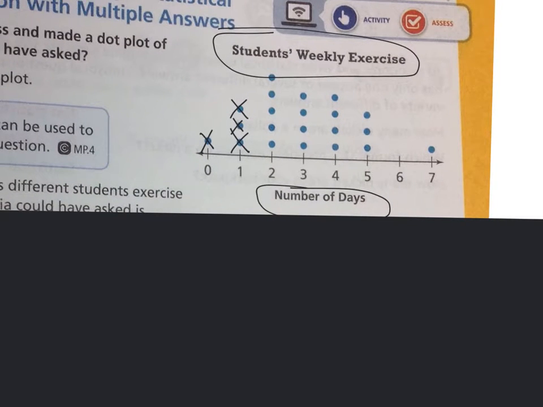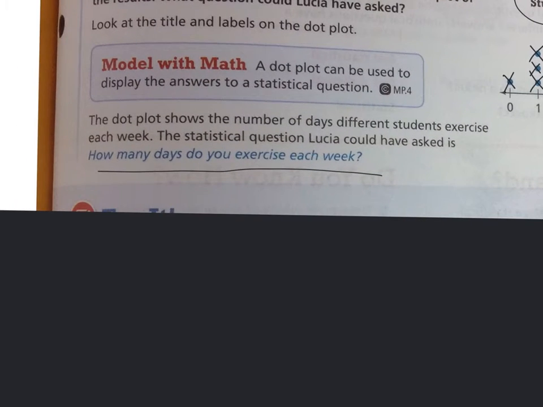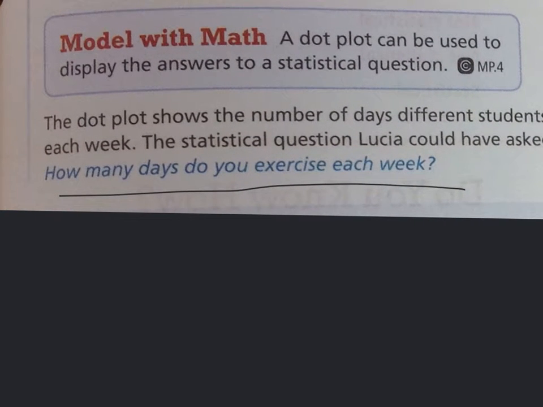So if we look at the title and the label underneath the number line, we see students' weekly exercise and number of days. So what question could Lucia have asked? It's got to have been something similar to this. How many days do you exercise each week? Okay?